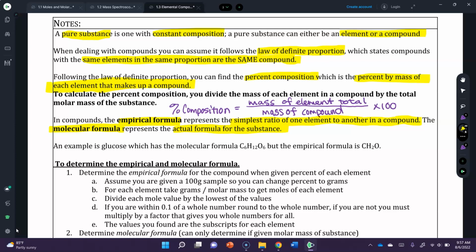An example is glucose, which has the molecular formula C6H12O6, but the empirical formula is CH2O. However, we're talking about the compound where the empirical and molecular formula are the same. That's formaldehyde. Very different chemical properties compared to glucose. One you eat and it's food for your body, it's fuel for your life. The other is toxic and usually used for embalming. Don't consume formaldehyde. Thanks, guys.